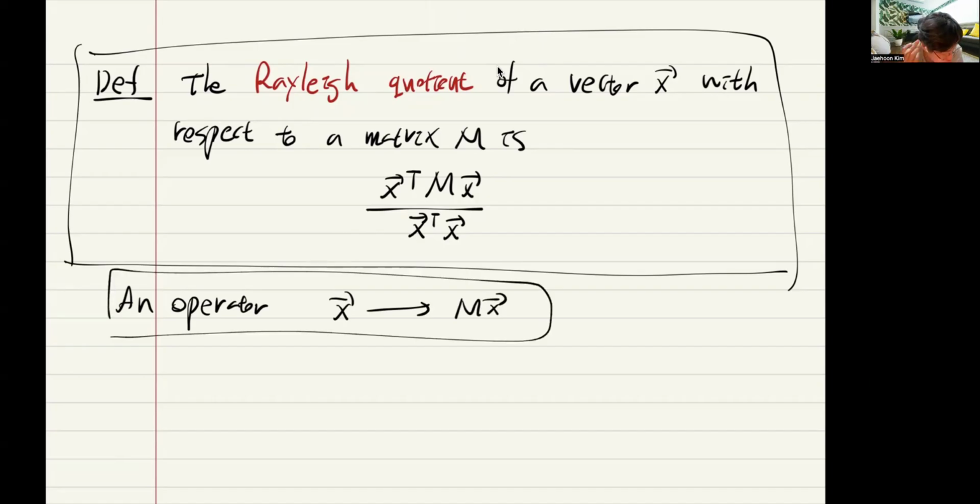And for this operator, we want to study its geometry. The important thing is that when we have a certain vector and we apply this operator, how much does it expand? Or how much does it shrink? Or how much does it rotate? That's an important thing. It's a map from R^n to R^n. And this Rayleigh quotient, in a way, measures how much those vectors expand. And that's closely related to eigenvalues.